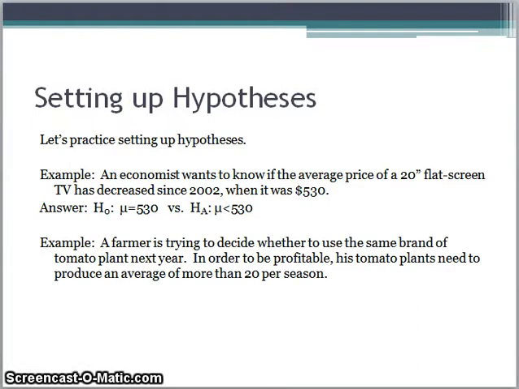In this one, we have a farmer trying to decide whether to use the same brand of tomato plant next year. And we want to know, do they produce more than 20 per season? So give that one a try. So in that one, we're looking to prove that mu is greater than 20. The population mean exceeds 20. So the null hypothesis is going to be equals 20.